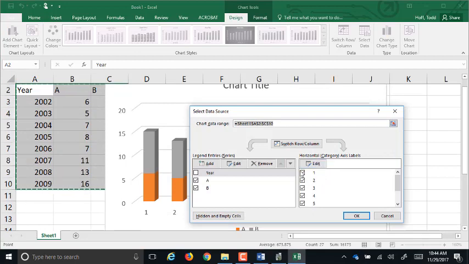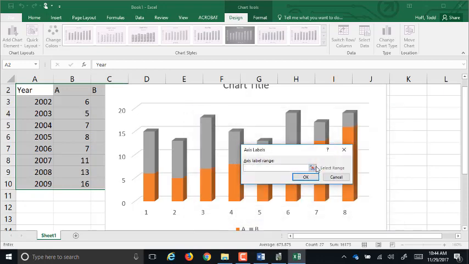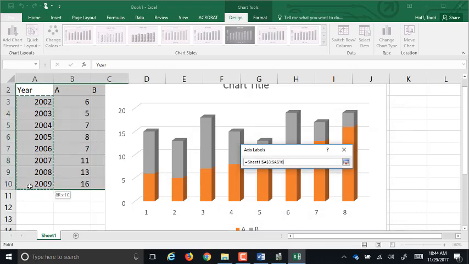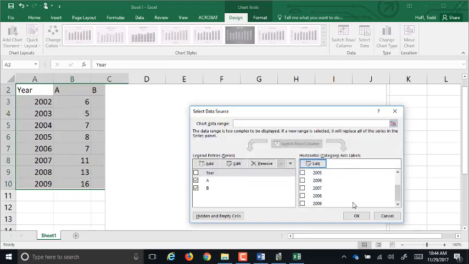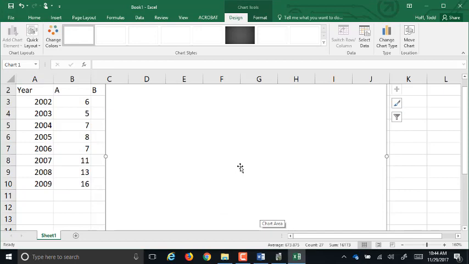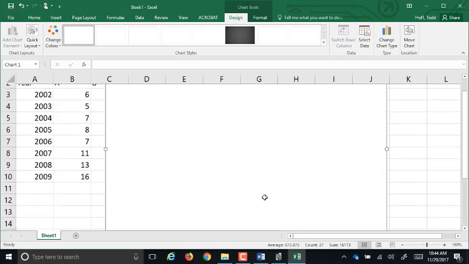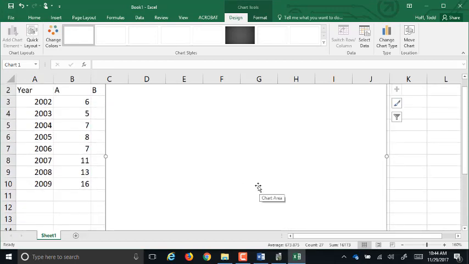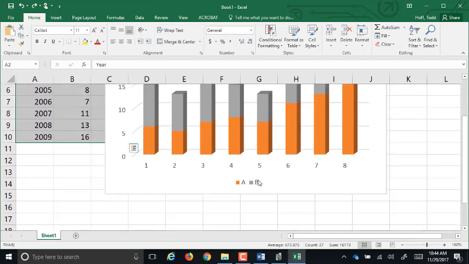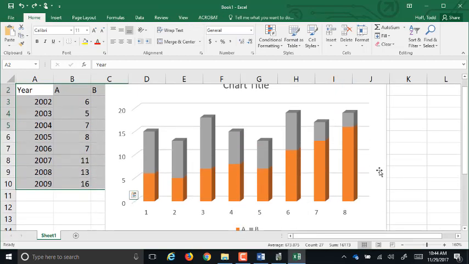Okay, horizontal, that's what I want here. Get rid of those. I'm going to actually select my data labels. There. Now let's see if that works out right. No, it's not liking something I did there. So we'll just go back. So anyway, here's our stacked bar chart.